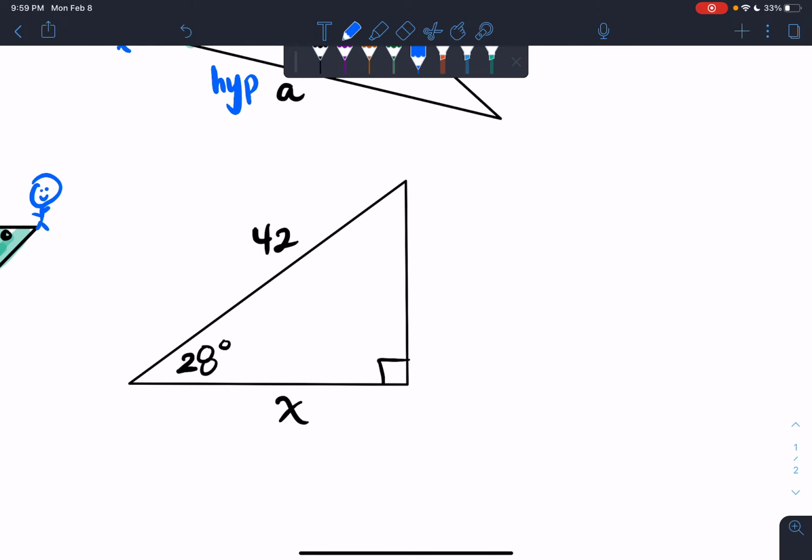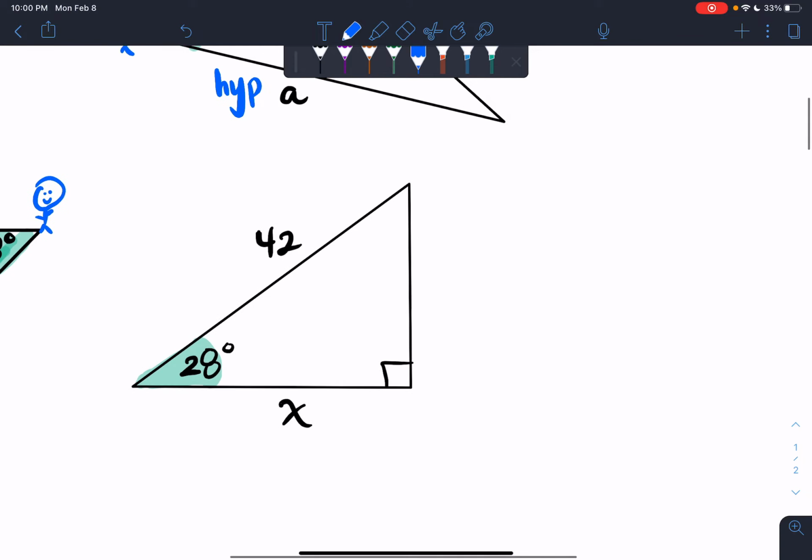Last one here. Let's get this little reference angle in and our little buddy to help us out. All right, there we go. So again, looking at where we're standing, we have 42 here. We have X right here. We are standing right next to them. So which one is our hypotenuse? Well, here's our right angle. Across from it is our hypotenuse, 42. That tells us that X would be our adjacent side.